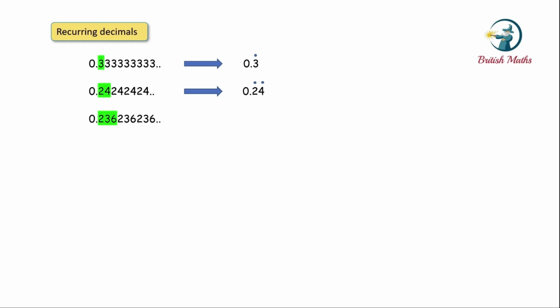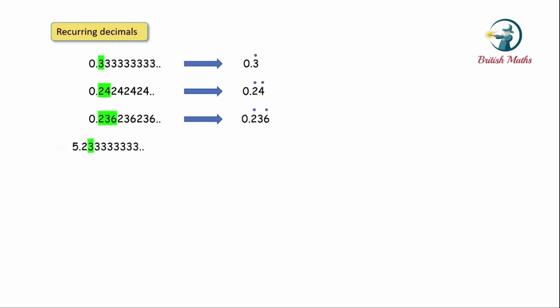What if we have 3 digits? Do we do the same? Actually not. There is a little tweak here. For more than 2 digits, instead of putting 3 dots, 4 dots, 5 dots, we will just put 1 dot at the beginning and 1 dot at the end of the repeating part. So when we see a dot at the 2 and a dot at the 6, it means that everything in between is repeating. So we have 0.236, 0.236, 0.236.